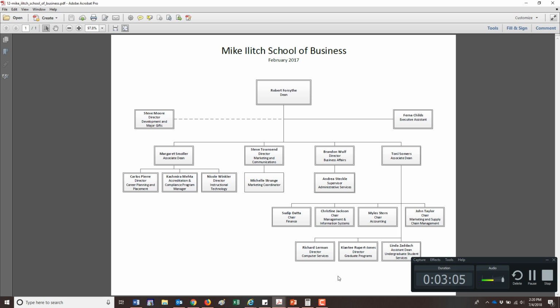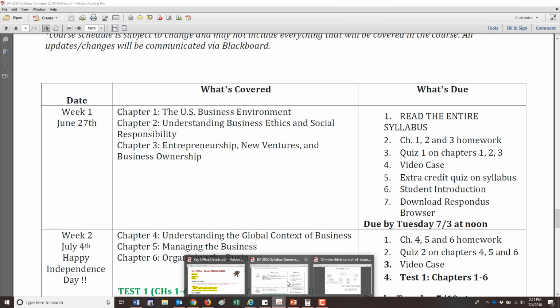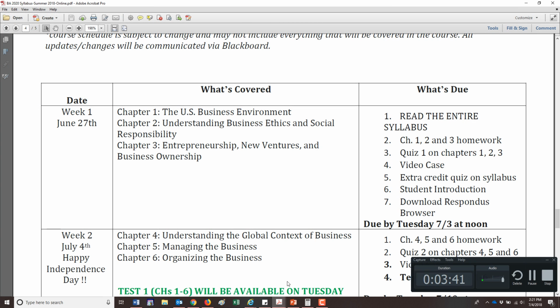Another way that you can organize your business is an org chart. So an org chart sort of shows you hierarchy, a chain of command. And for instance, here's the org chart for the Mike Ilitch School of Business. You see at the top there, we have our dean, this is outdated because things have changed. However, it still gives us a picture. So we have our dean, Robert Forsyth, and then we see all of our different departments. So as you can see here, you see some of the key people within the School of Business, who they report to and what their roles and titles are. So that's what Chapter 6, Managing the Business, really does focus on. How do you structure your business for success? What is going to be necessary?